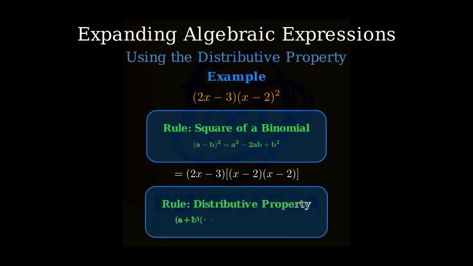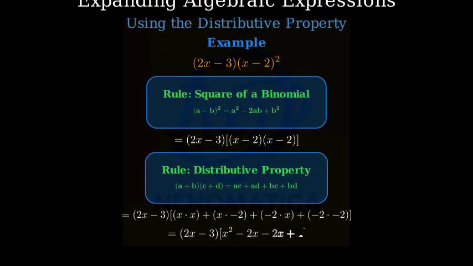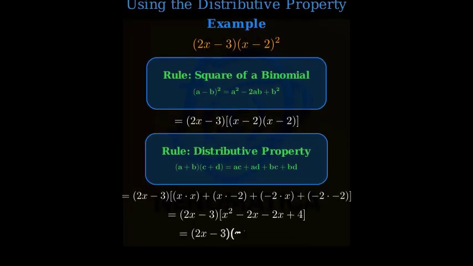We'll use the distributive property to multiply the binomials. So we get 2x minus 3 times x times x plus x times negative 2 plus negative 2 times x plus negative 2 times negative 2. Simplifying, this gives us 2x minus 3 times x squared minus 2x minus 2x plus 4, which further simplifies to 2x minus 3 times x squared minus 4x plus 4.